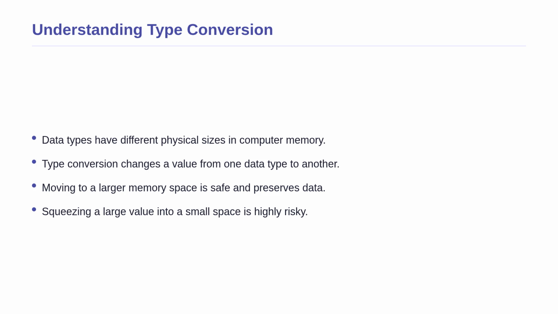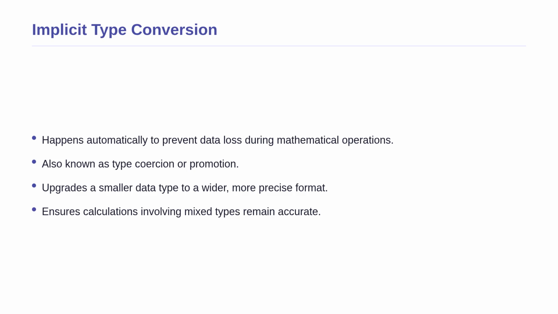In programming, data types like integers and decimals have different physical sizes in the computer's memory. Type conversion is the process of changing a value from one data type to another, much like moving data between different sized containers. Now that we understand what type conversion is, let us look at how the computer handles it automatically. This is called implicit type conversion or type coercion.